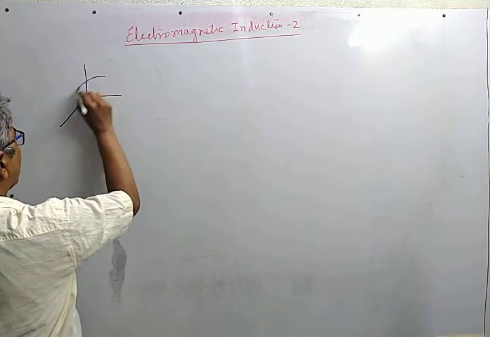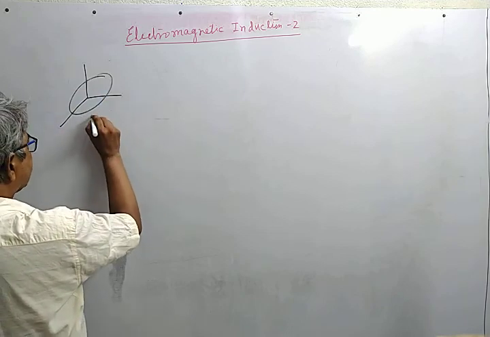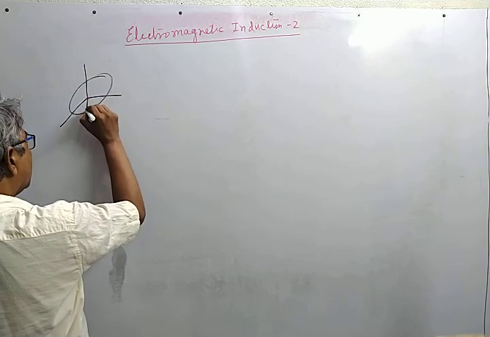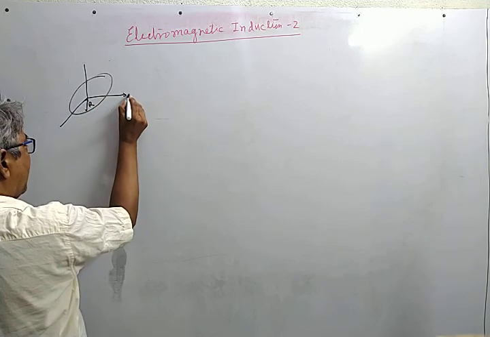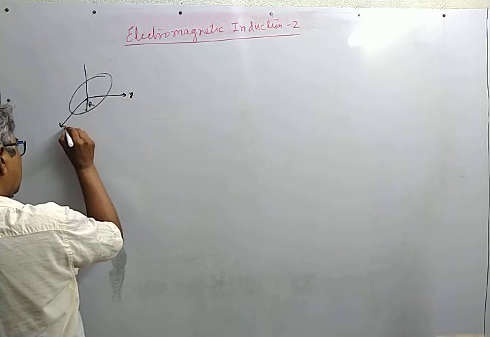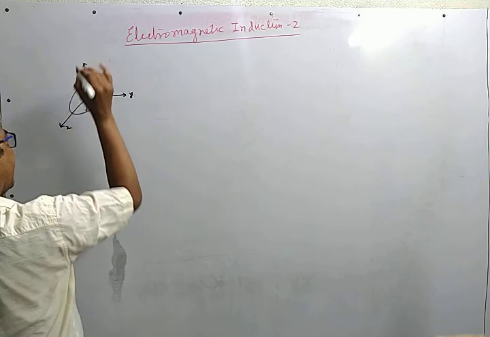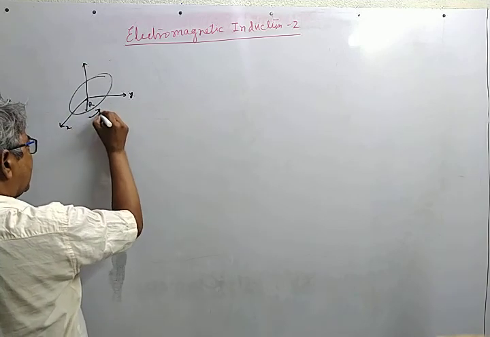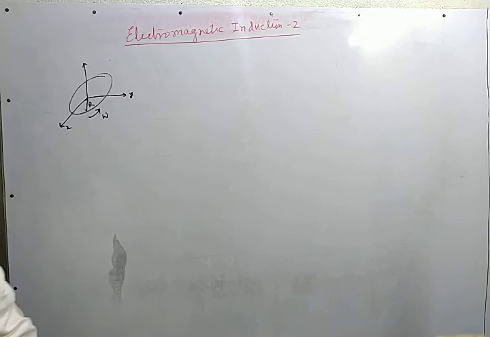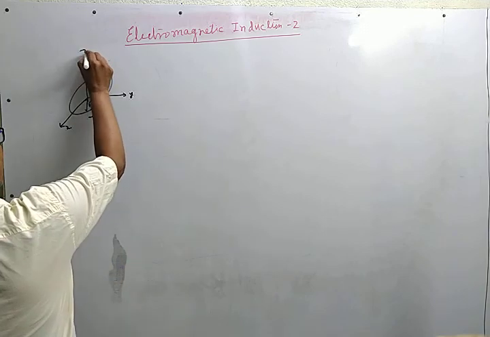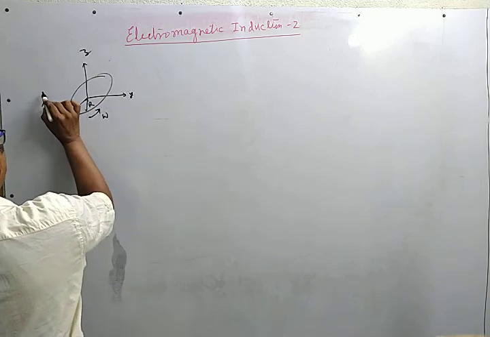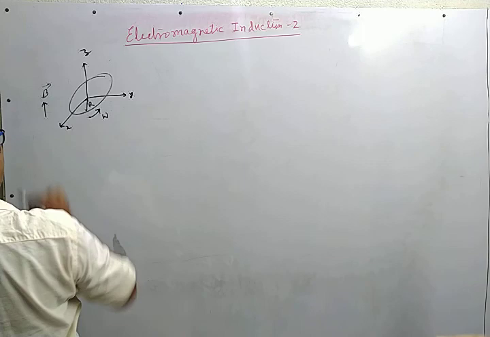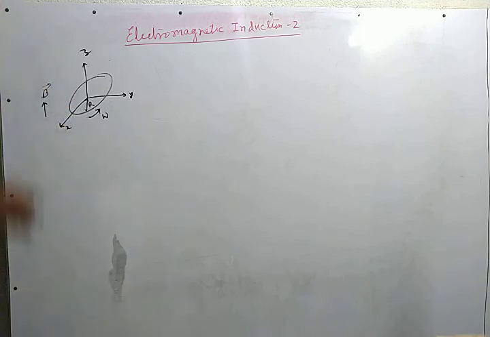So this is a conducting disk of radius r, placed in the xy plane. This is the z-axis, and the disk rotates with constant angular speed omega about the z-axis, and it is placed in a magnetic field which is also along the axis of the disk.